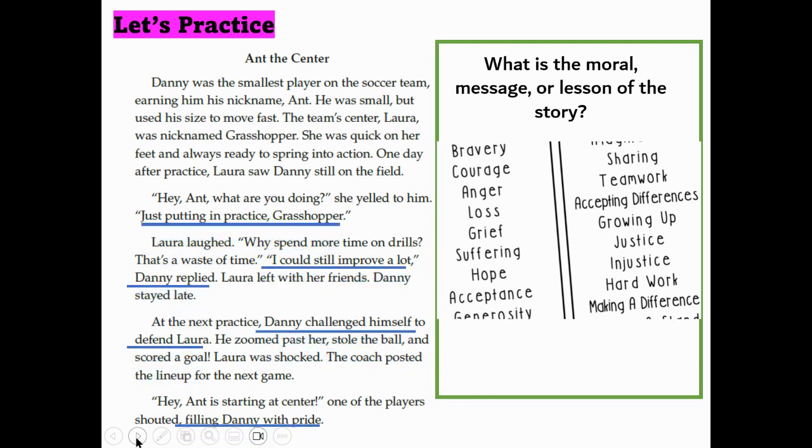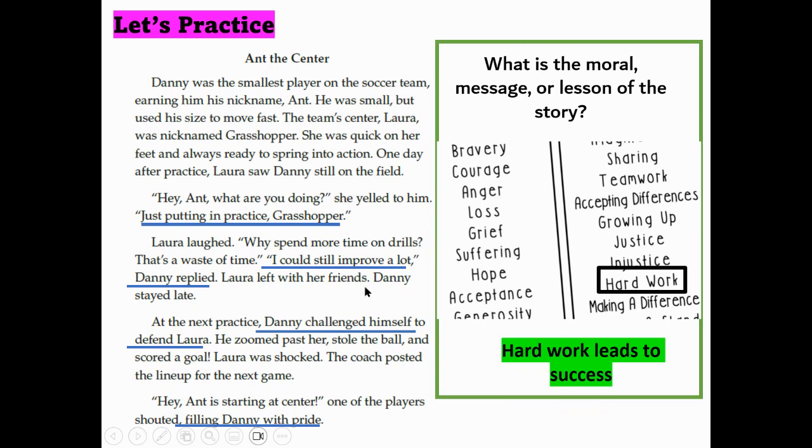Just putting in practice, Grasshopper. I could still improve a lot, Danny replied. Danny challenged himself to defend Laura, filling Danny with pride. If we look at all of that evidence, it supports hard work leads to success. Now remember, a theme is a moral lesson of the story, and it's not always going to be one word. Yes, we picked hard work, but we have to say what hard work means. Hard work leads to success, because that is what occurred.